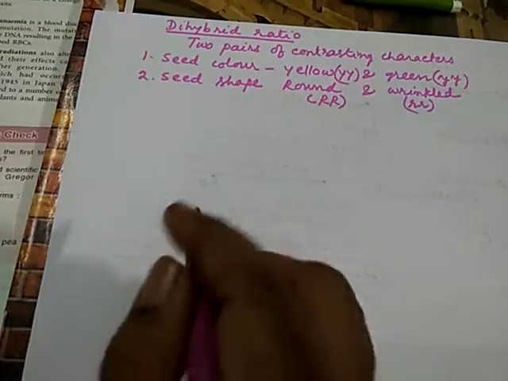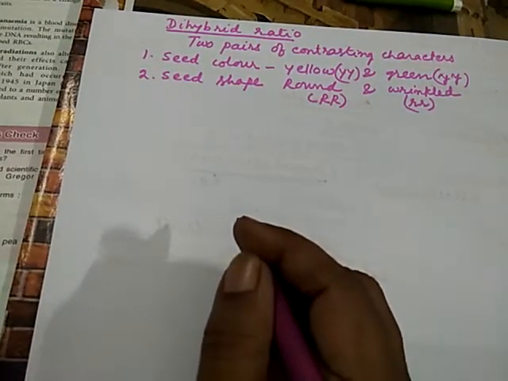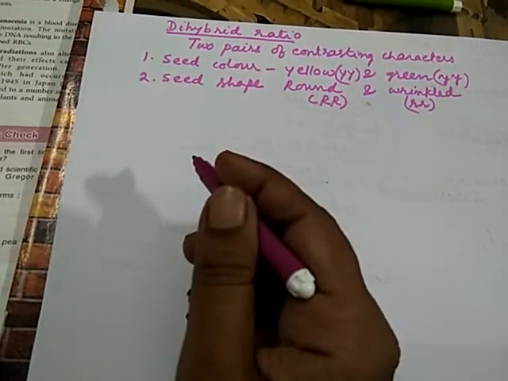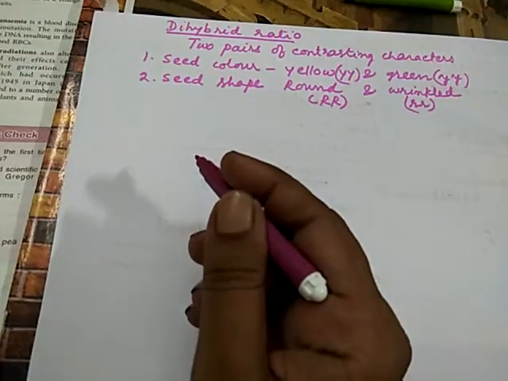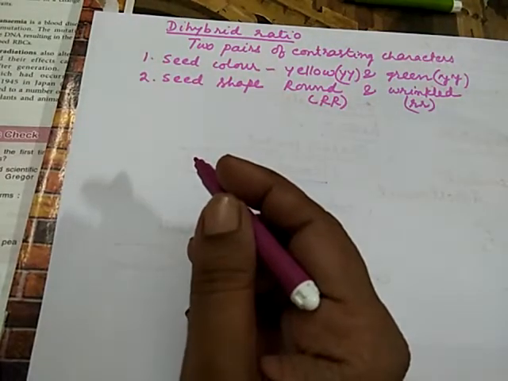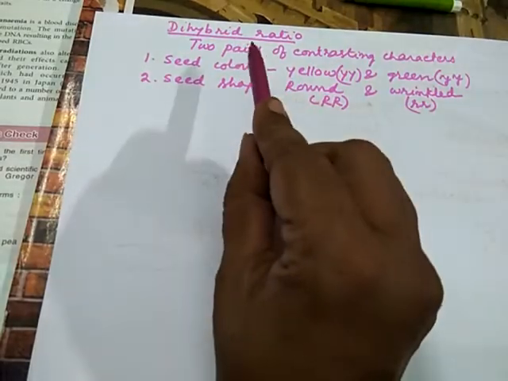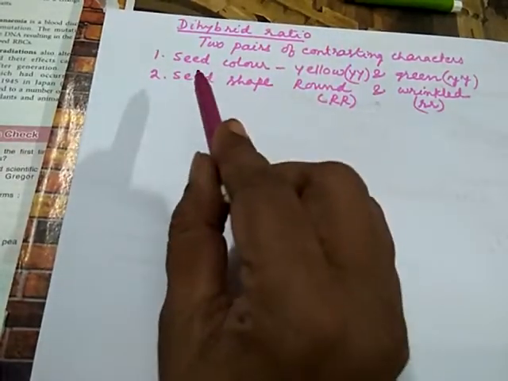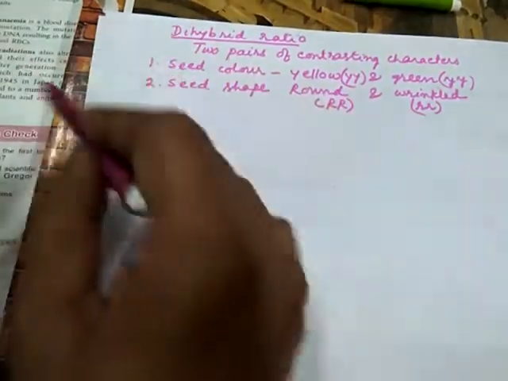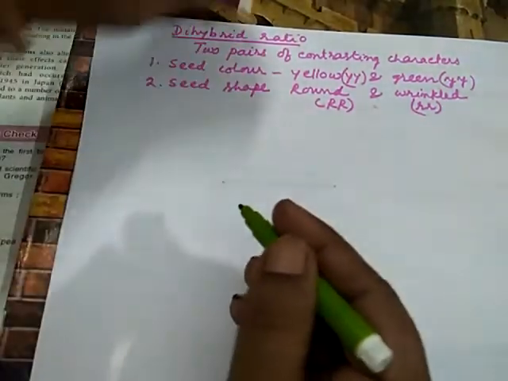Hello students, in this third video of genetics, we will go through the experimentation of the dihybrid ratio, that is, the breeding results with two pairs of contrasting characters. Here we have taken two pairs of contrasting characters: one is the seed color, the other is the seed shape.